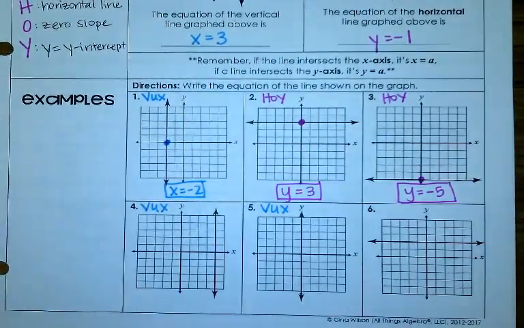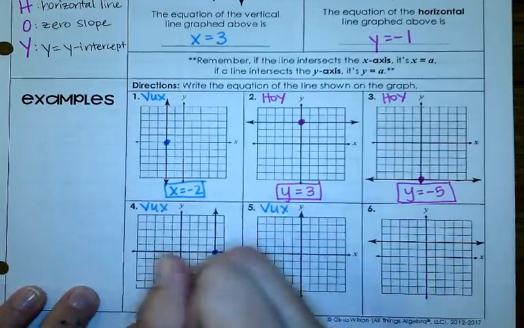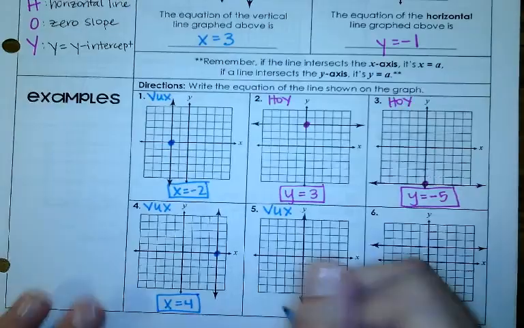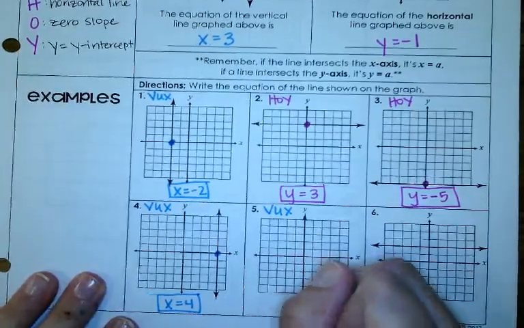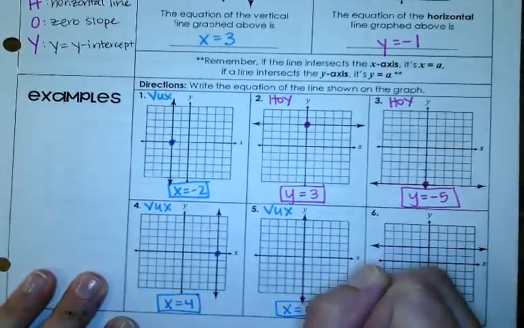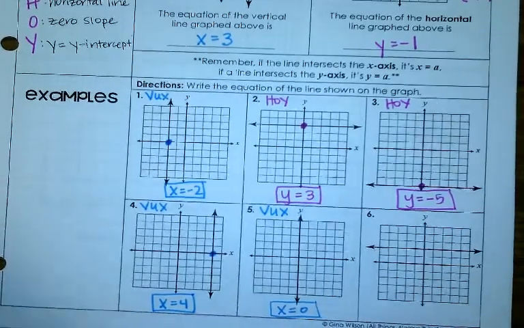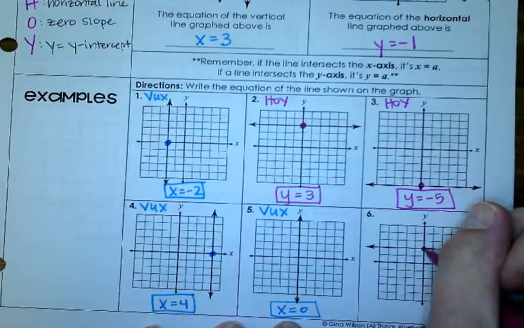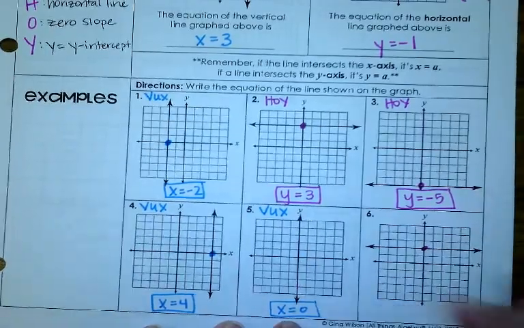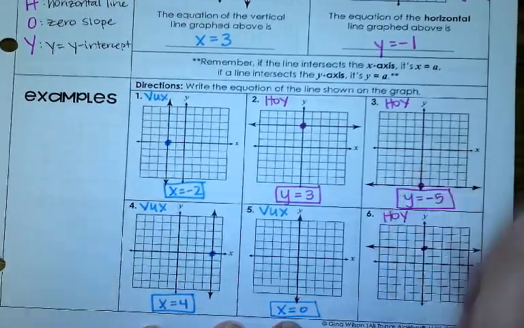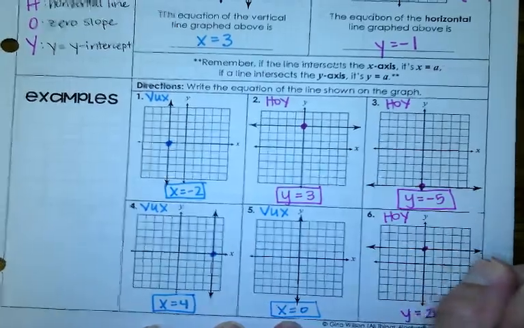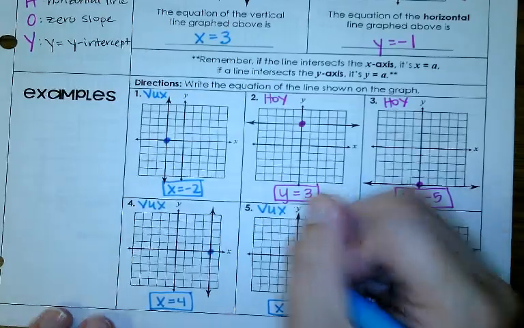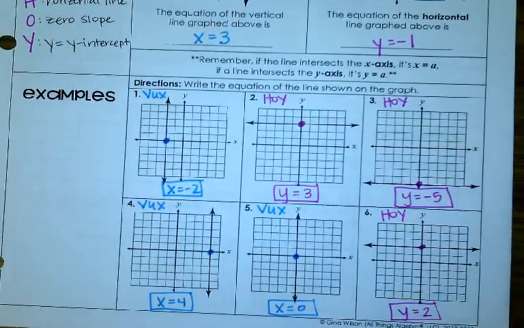Hopefully you guys are getting this. Number 5 is the only one that I would say is a little bit trickier. What equation did you get for number 5? Yes, your X is equal to 0 because it's right there on the origin. Your X-intercept is at the origin, so it's X equals 0. So we had X is equal to 4, X is equal to 0, Y is equal to 2. Do y'all feel pretty good about those?